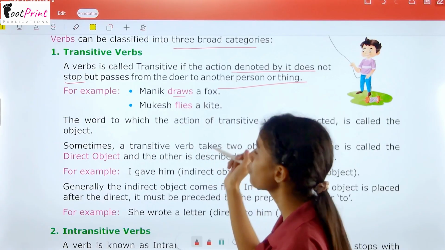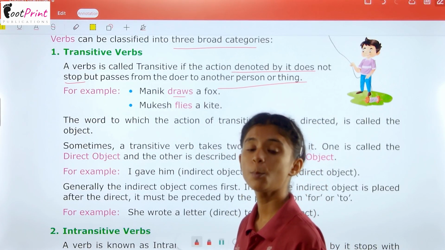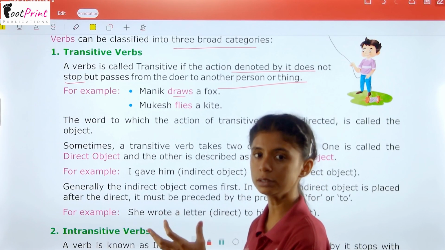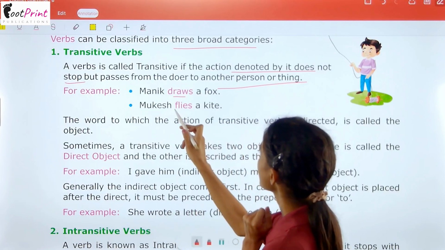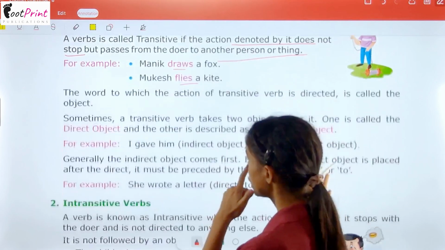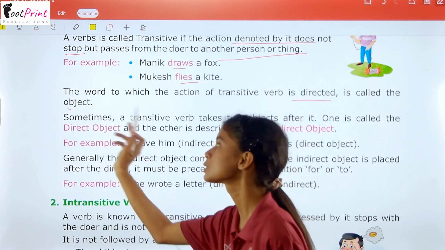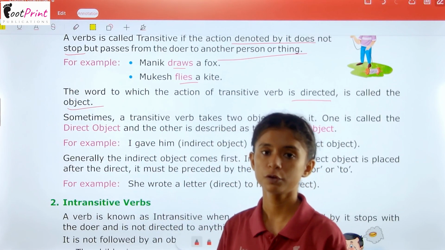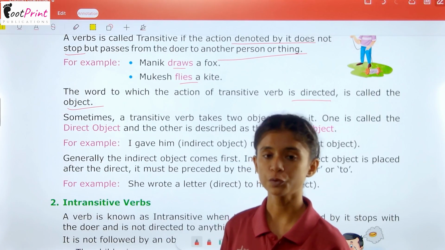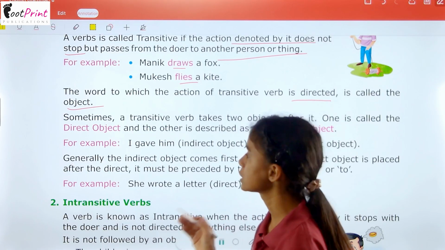Manik draws a fox. So when action points towards an object or other subject. Mukesh flies a kite. The word to which the action of transitive verb is directed is called the object. Okay. So when a verb needs an object to finish its sentence, it is called a transitive verb.